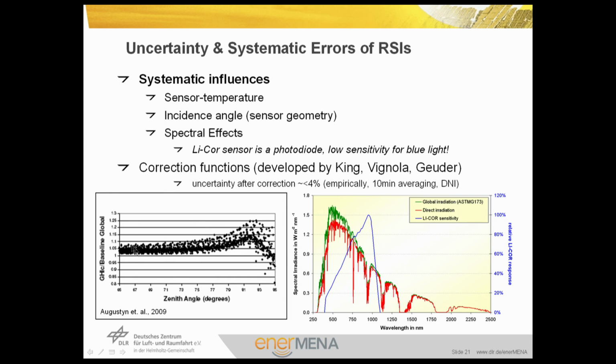Here we see a graph that shows us the effect of the incidence angle from a paper from Augustin. There are different correction functions, for example those by King, Vignola or Geuder. After the correction, the uncertainty is more or less 4% or a little bit lower. This is a value that has been derived empirically, and it holds for 10-minute averages of DNI.